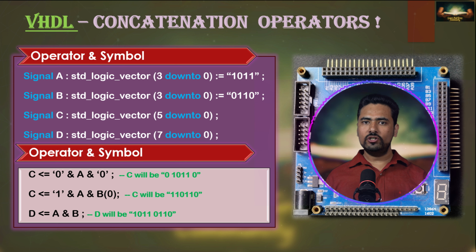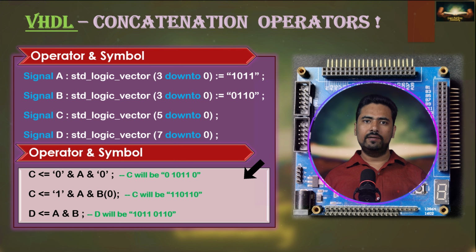So I will quickly read this declaration here. I have written: signal A colon std_logic_vector 3 downto 0 colon equals 1011 semicolon. Signal B colon std_logic_vector 3 downto 0 colon equals 0110 semicolon. Signal C colon std_logic_vector 5 downto 0 semicolon. Signal D std_logic_vector 7 downto 0 semicolon, right? And now we have three examples.